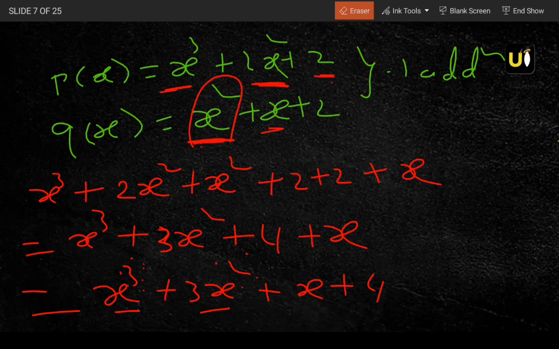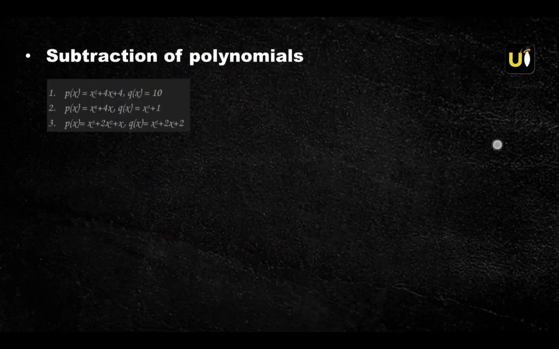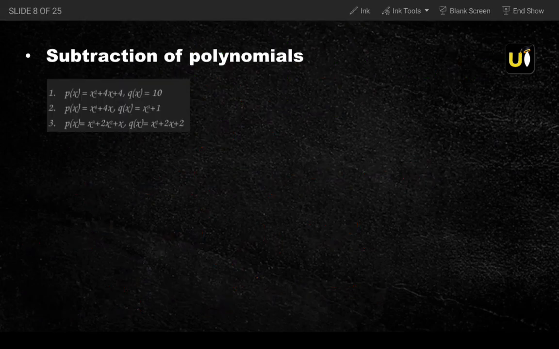Okay. Next, subtraction of polynomials. Subtraction of polynomials is similar to addition. There in the addition we will add the similar terms, and here we subtract the similar terms. So let's see an example here. We are given the same examples as before.